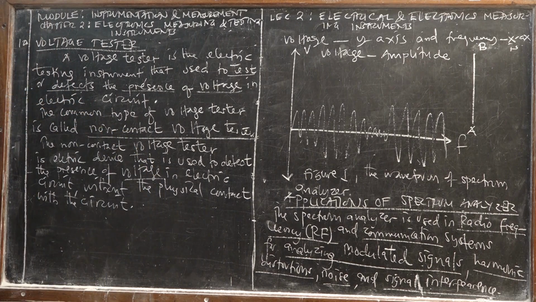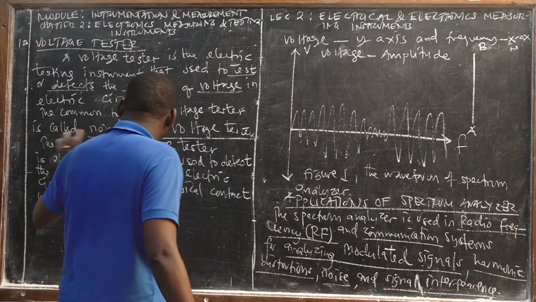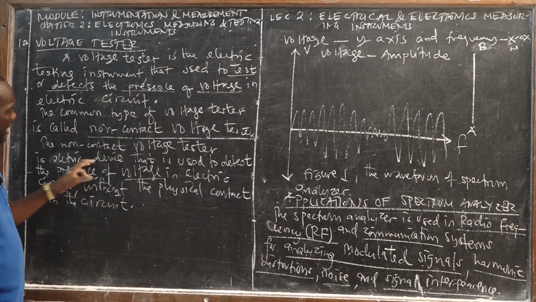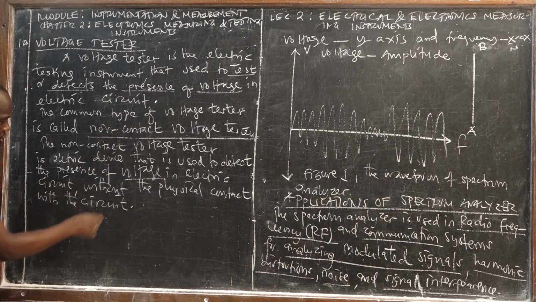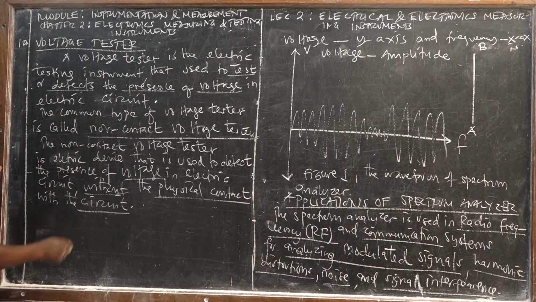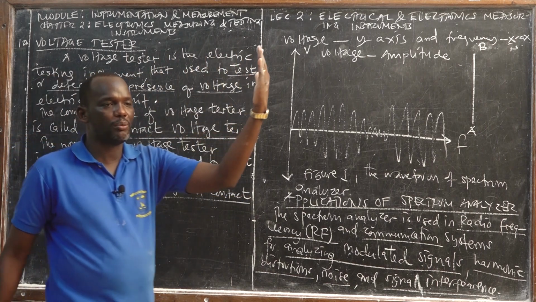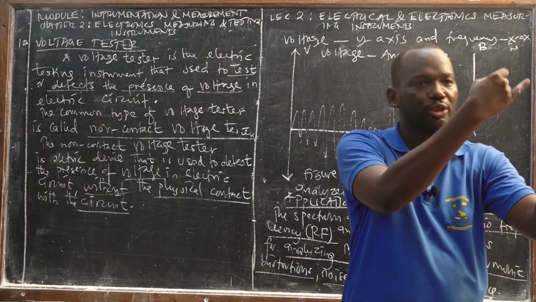Did you hear my question? We say that, according to this sentence, the non-contact voltage tester is an electric device used to detect the presence of voltage in an electric circuit without physical contact with the circuit. Suppose that this is the cable carrying voltage from point A to point B.